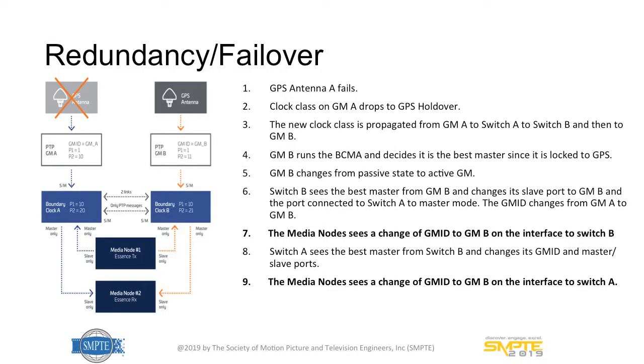So let's look at two different failure cases. They look slightly different, and you'll see the sequences are a little bit different. Here, the GPS antenna fails. So the clock class is going to drop. That's going to get propagated down, and then propagated to the other side. The other grandmaster is going to say, oh, I'm locked to GPS. You're free running. I'm better than you, so I'm going to become the master. That's going to start driving it backwards in the system. Then the media node, which is really what we care about, is going to see the change of grandmaster ID on the B side. That's going to propagate over to the A side switch, and then it's going to see it on both sides. So here, when the GPS antenna failed, we saw only one grandmaster ID change.